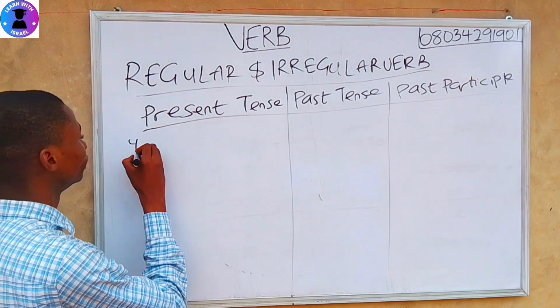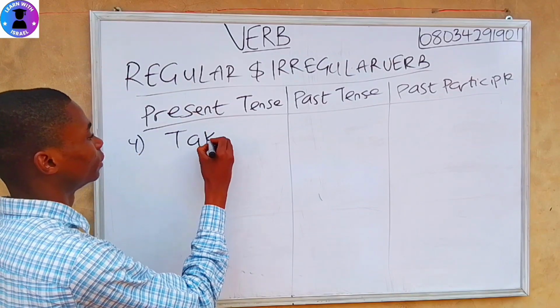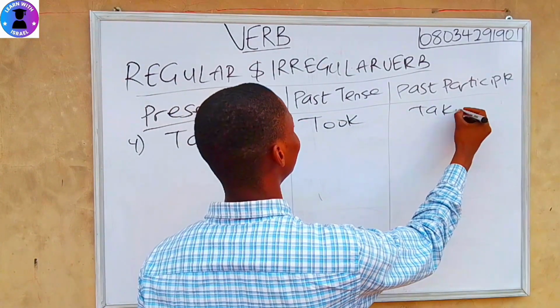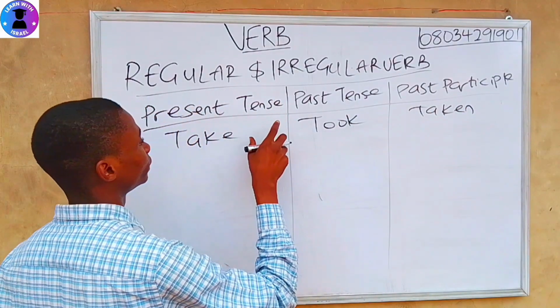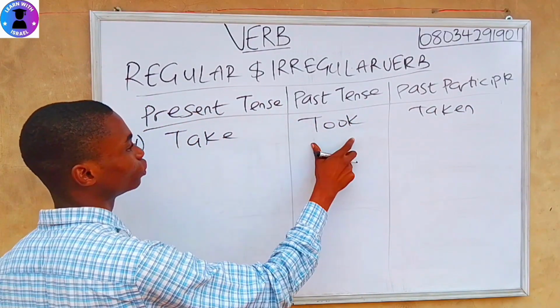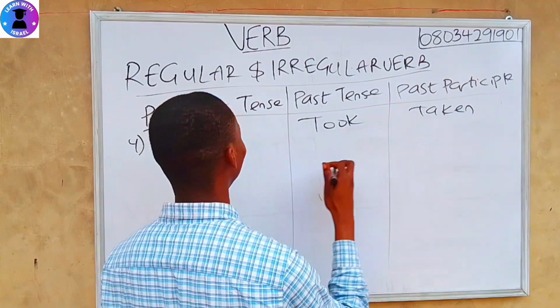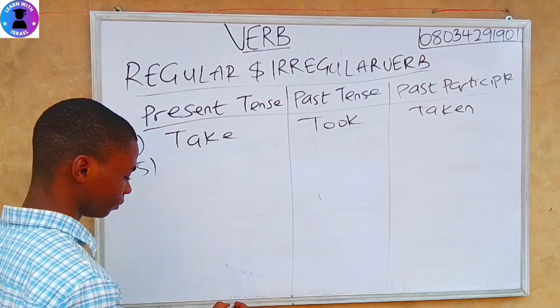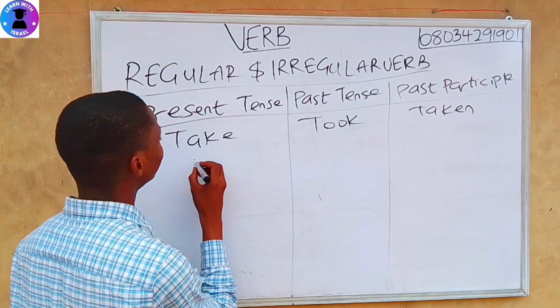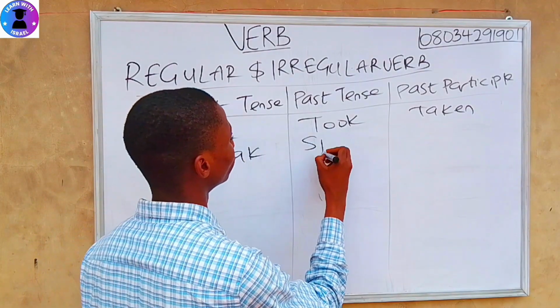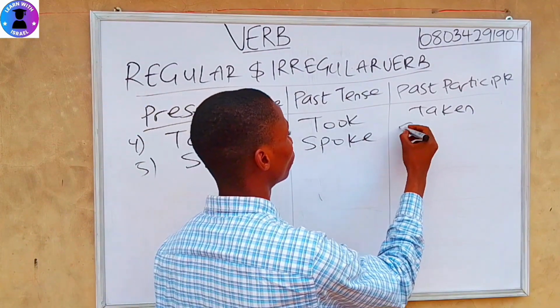Let's continue. Take, took, taken. The past tense for take is took, while the past participle for the base form take is taken. Another one. Speak, spoke, spoken.